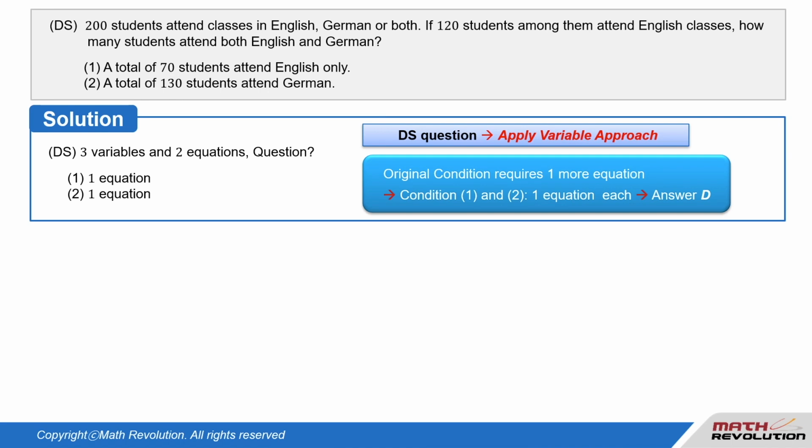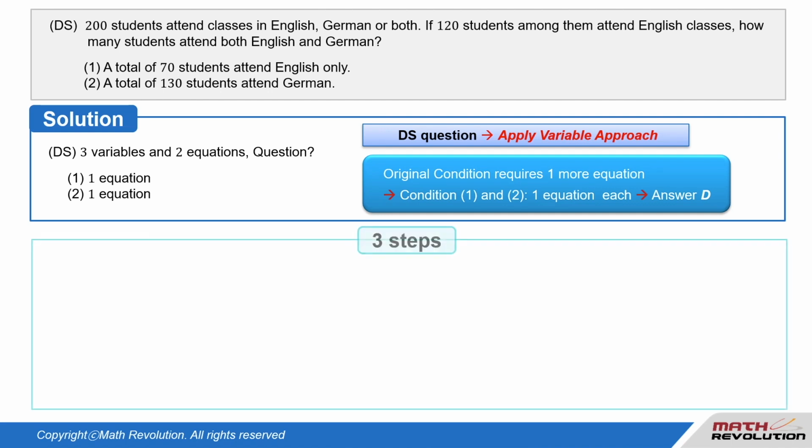We know that each condition would usually give us an equation, and since we need 1 equation to match the number of variables and equations in the original condition, the equal number of equations and variables should logically lead to the answer D. Let's apply the 3 steps suggested previously.